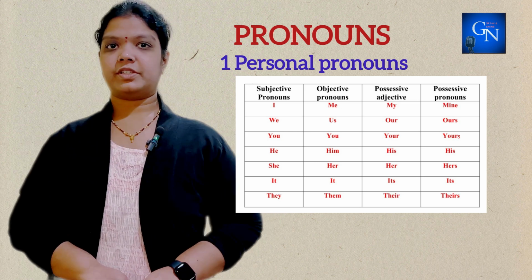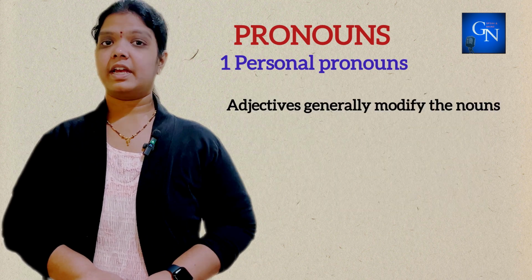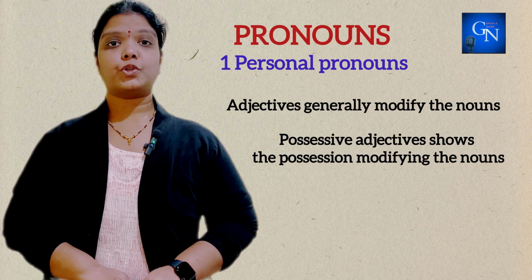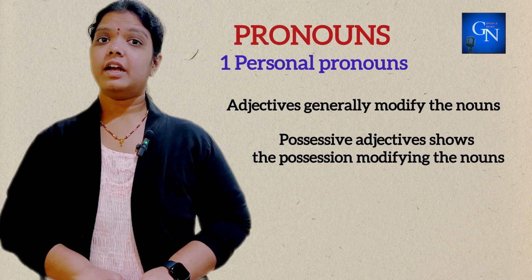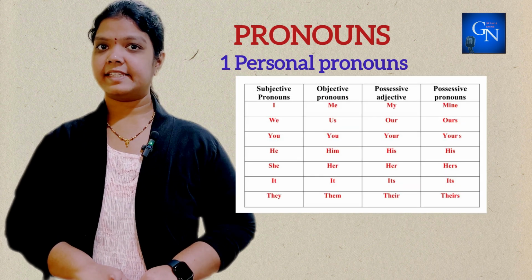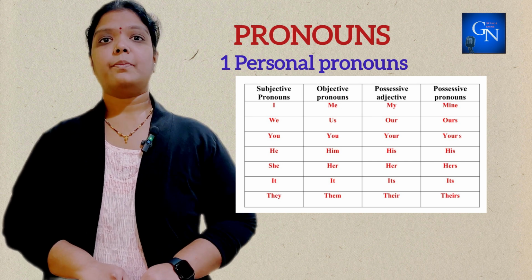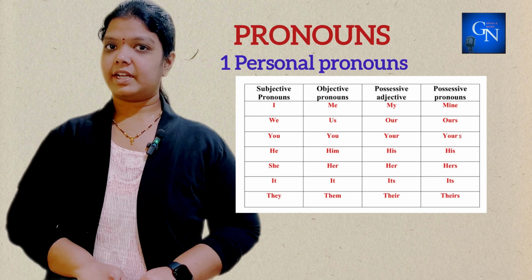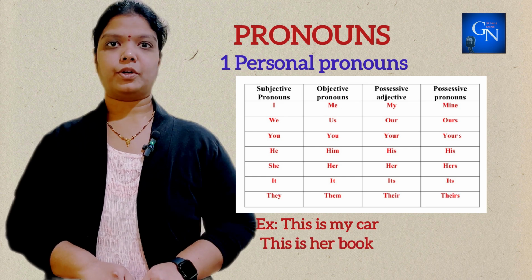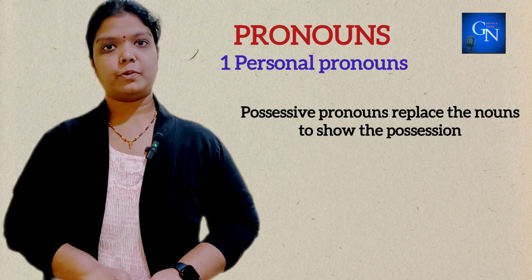When it comes to the possession, we have possessive adjectives and possessive pronouns. Adjectives generally modify the nouns. Possessive adjective shows the possession modifying the noun. My, our, your, his, her, its, their. These are all the possessive adjectives. For example, this is my car. This is her book.